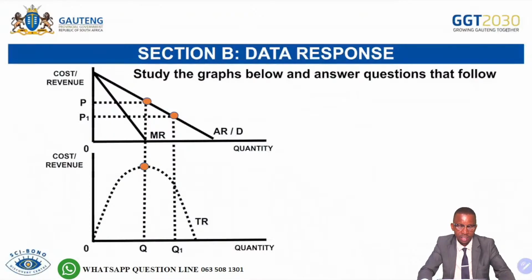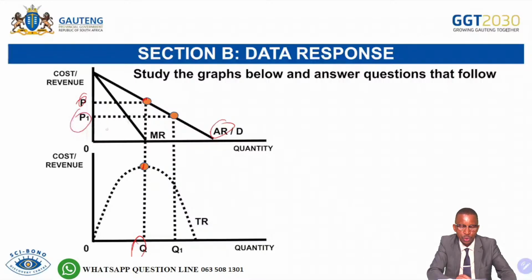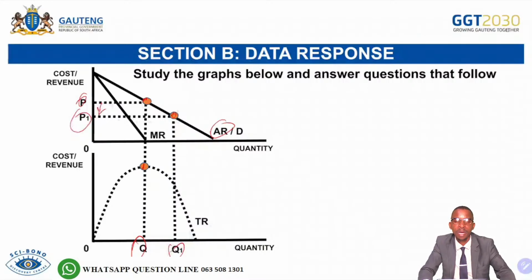Given the graph below, answer the questions that follow. This is total revenue maximization. We can see that we have our demand curve. This is the monopoly, by the way. Our demand curve, the AR is the D, and then our marginal revenue, which is cutting the horizontal axis in the middle. And then we have our original price, which is P, going together with Q. We have our P1, which shows the decrease in price and the increase in quantity demanded to Q1.